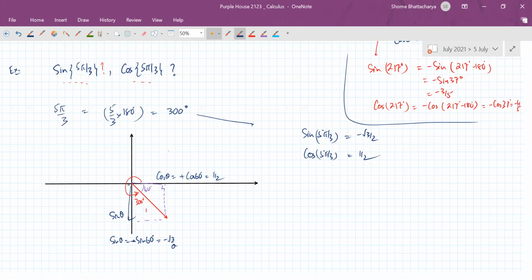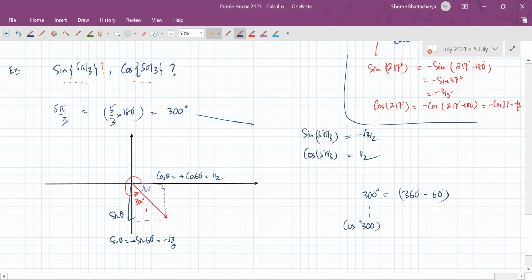Instead, in my diagram, what I've done is I've used the concept that 300 can be expressed as 360 minus 60. Therefore the formula with reference to this: cos of 300 is cos of 360 minus 60, so it is plus of cos 60. And sine of 300 is sine of 360 minus 60, so that is minus of sine 60.